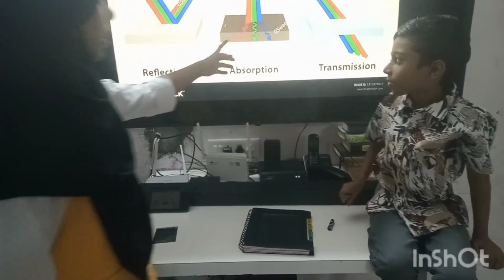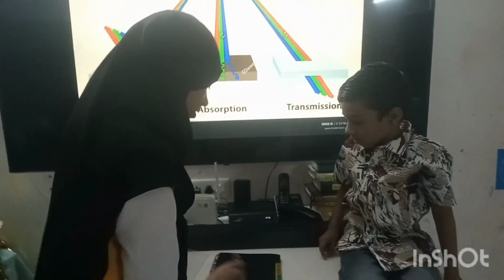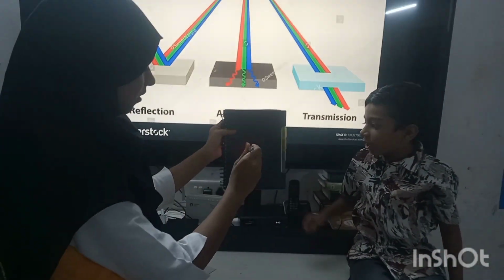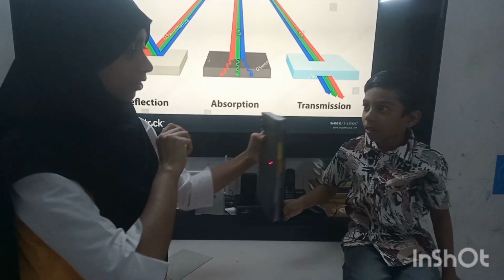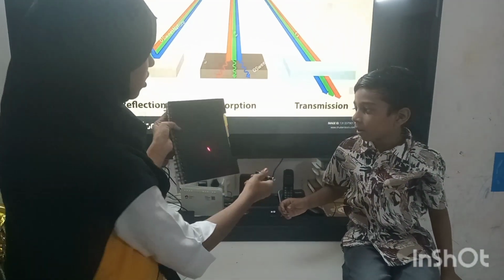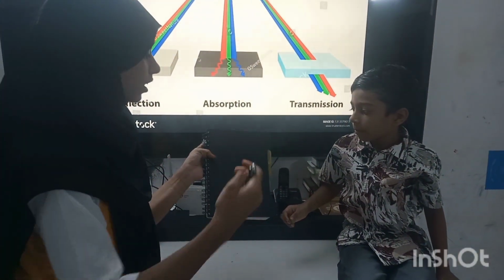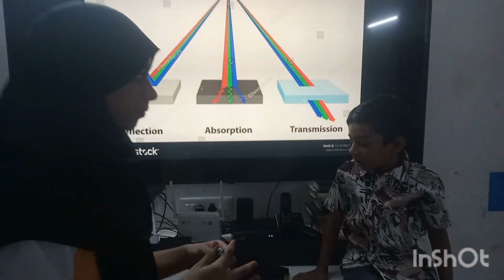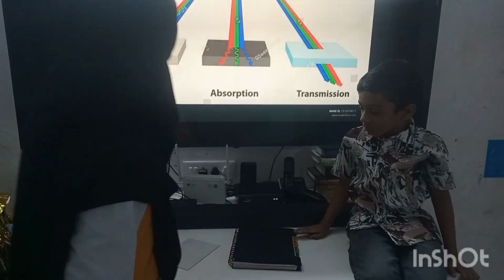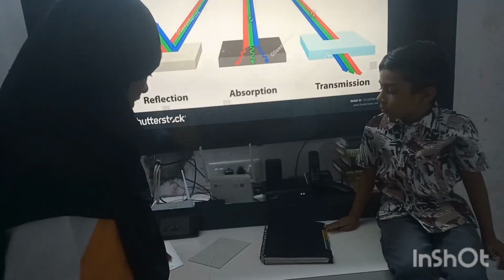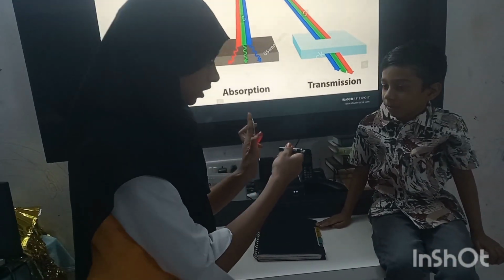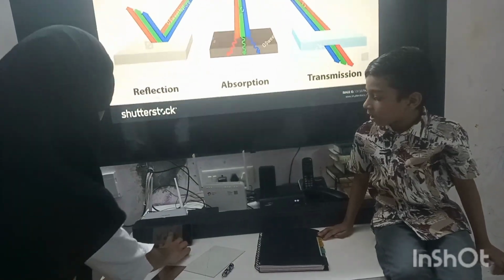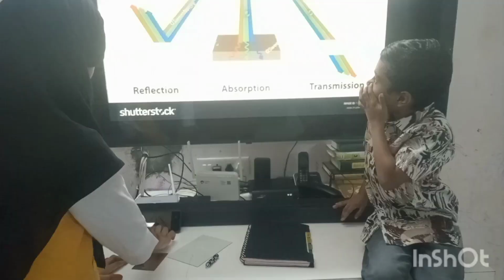And another thing is absorption. When I show the light to this book, it does not go through or reflect. So this is called absorption. The light is absorbed, so the light turns into heat energy. And another thing is reflection, like you saw in this mirror. It reflects the light. So this is called reflection. Just like the clock.